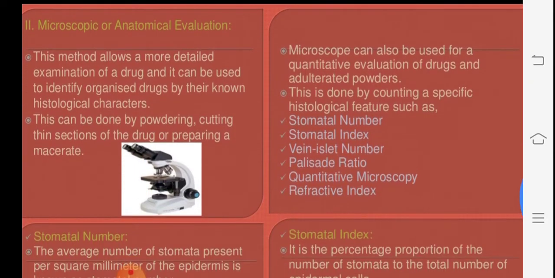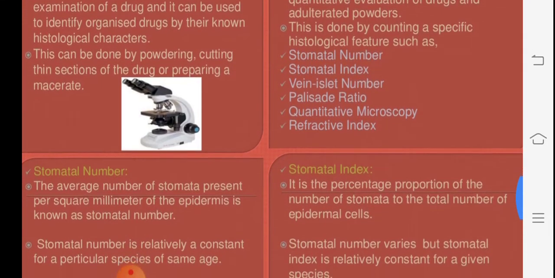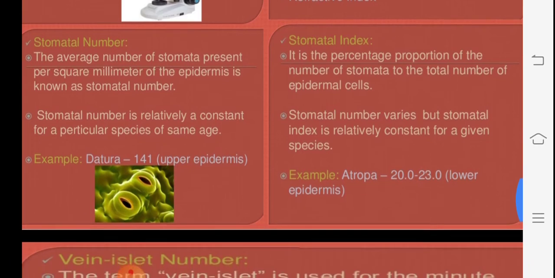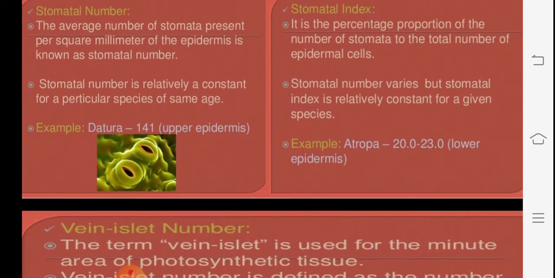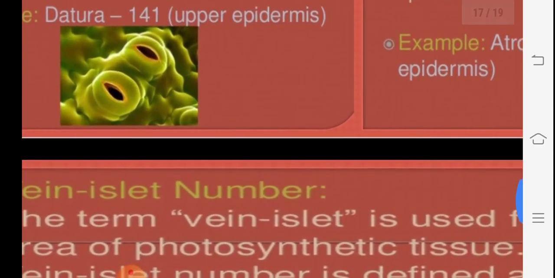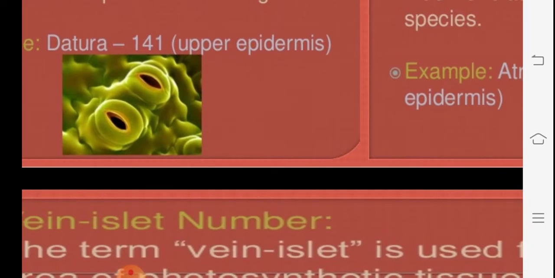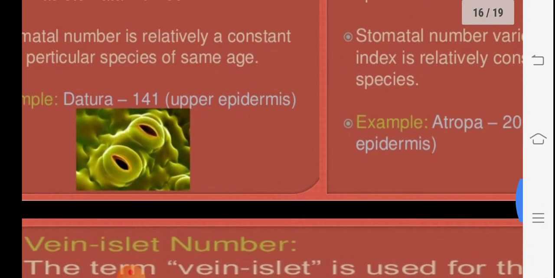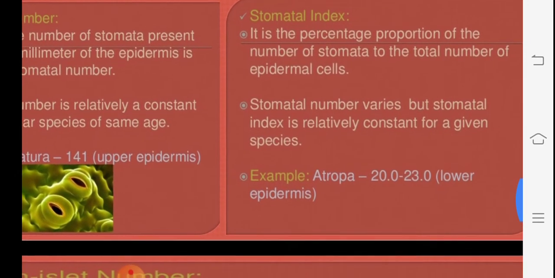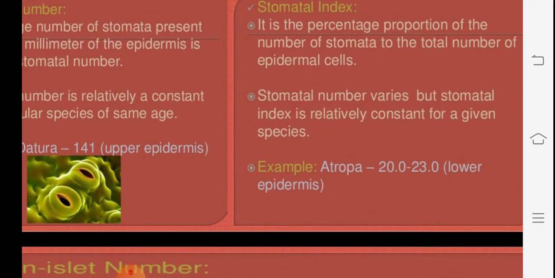Then in microscopic character, this method is generally studied for the histological anatomical character. So the microscope is required and slide preparation is important. The microscope is used for quantitative evaluation of all these characters: stomatal number, stomatal index, palisade ratio, right? Then stomatal number is generally based on the stomata. This is the structure of the stomata showing the stomatal pore opening, the guard cells and the subsidiary cells. Secondly, there is the stomatal index.